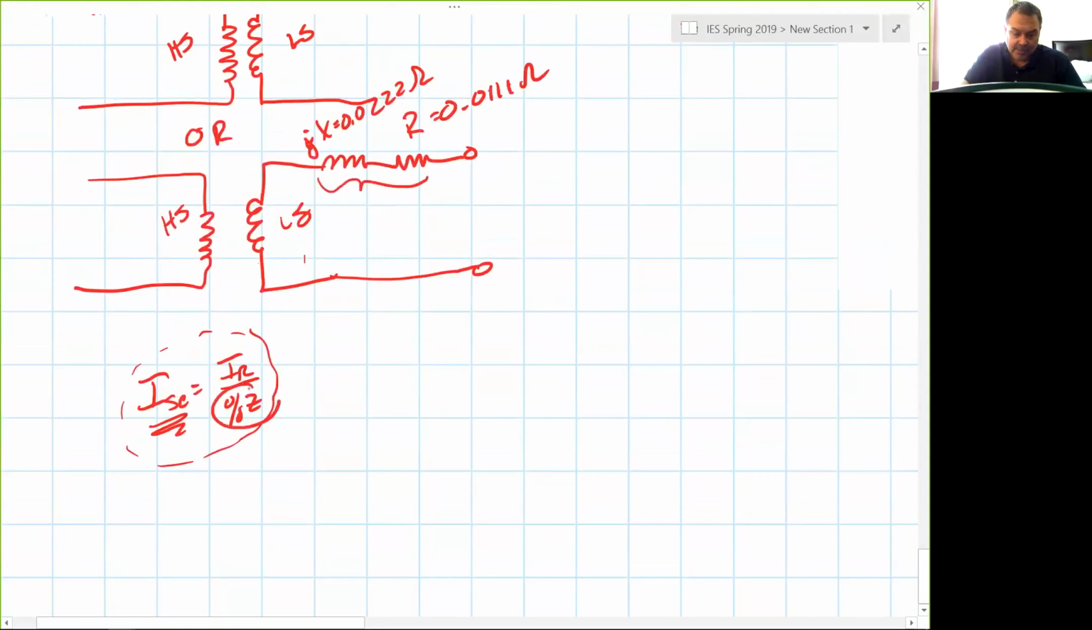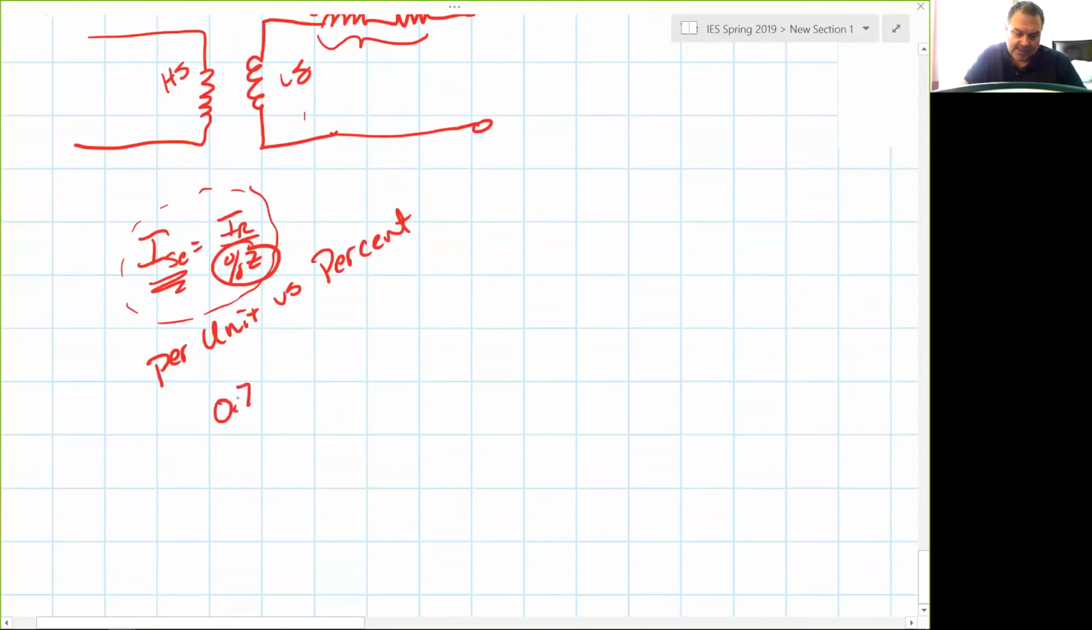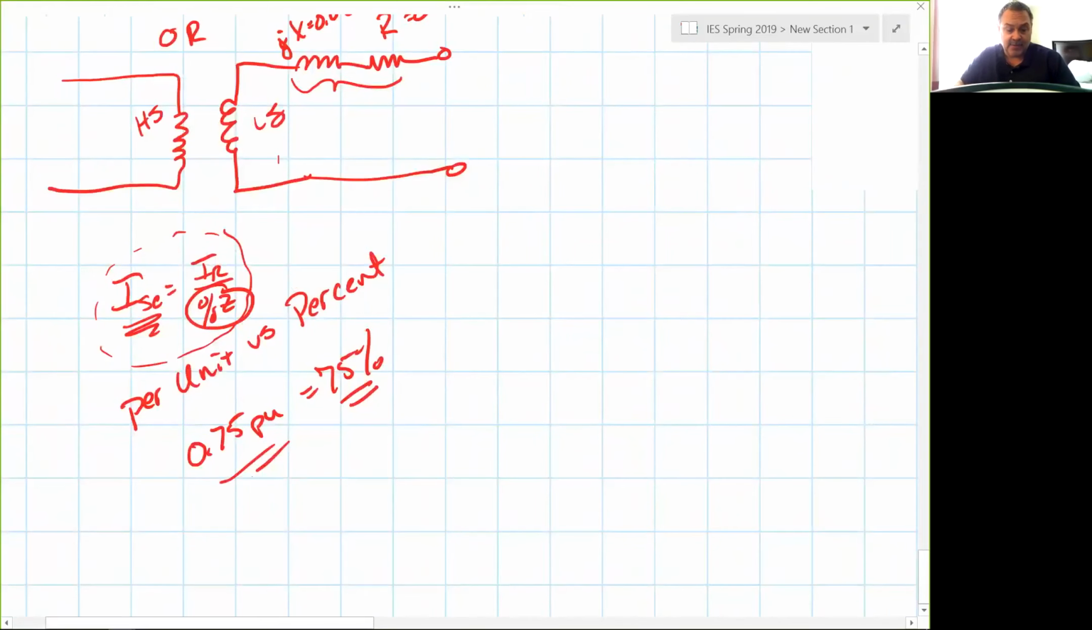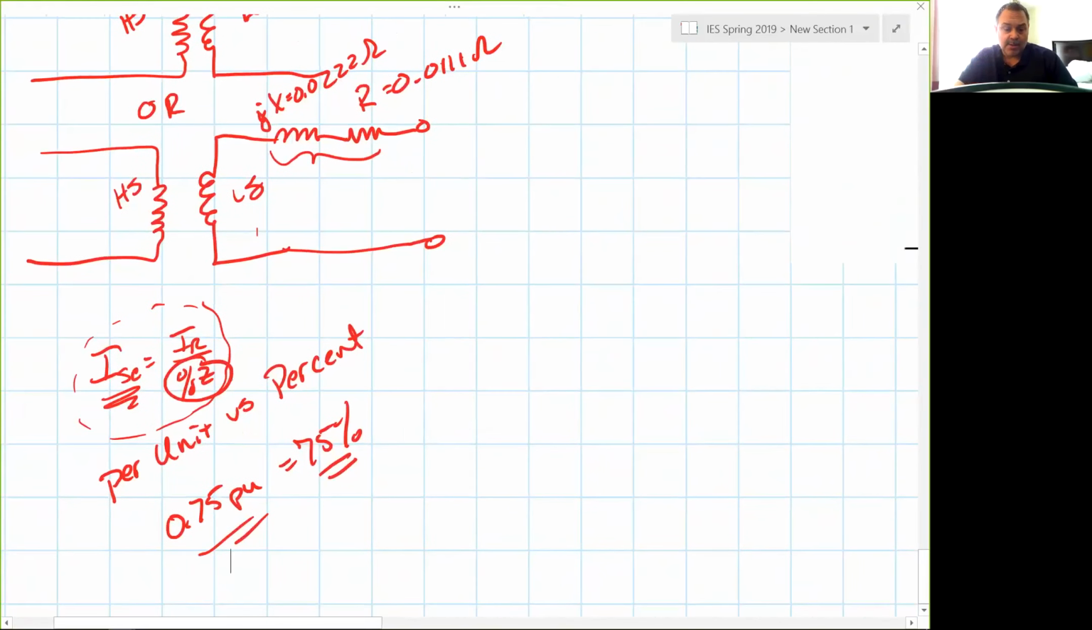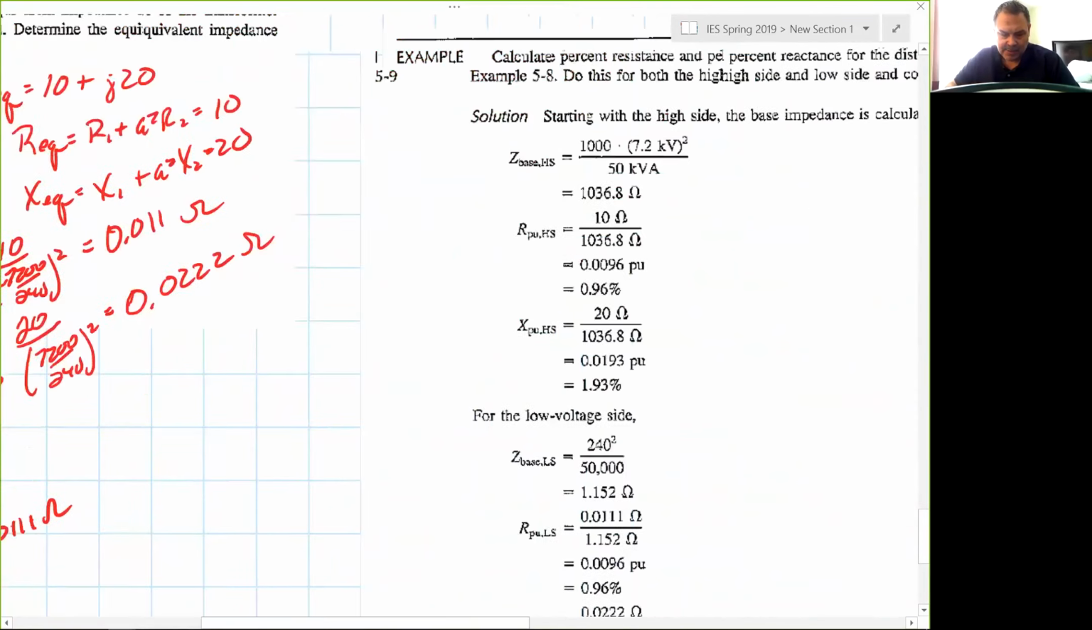Because percent, we've been talking about per unit. Well, what is the difference between per unit and percent? Well, if I have 0.75 per unit, that's the same as 75%. And I think the next example is going to reveal this percent Z of a transformer, which, by the way, gets stamped on every transformer because it's derived from tests that are done at a transformer plant. So let's go to the next one.